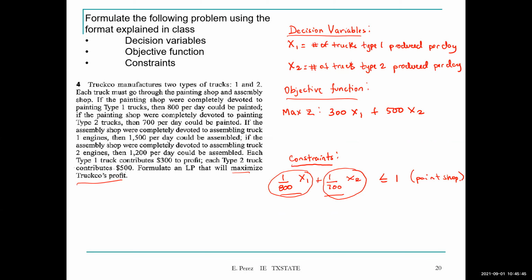In the same way, we can formulate for the engine shop. We have 1/1500 x1 plus 1/1200 x2, and that has to be less than or equal to 1. And to complete the formulation, x1 and x2 have to be greater than or equal to 0.